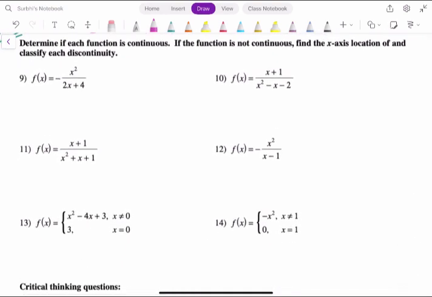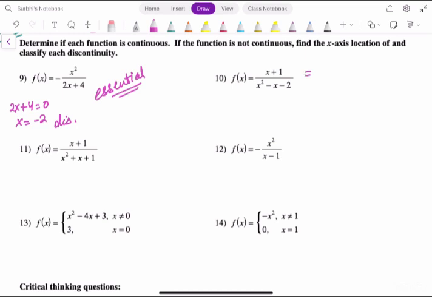Number 9. So in number 9, I cannot factor x squared. So what we will do, we will put the denominator equal to 0 to find the vertical asymptote. And this is essential discontinuity. Right? That's what they are asking for. Determine if each function is continuous or not. So we will just say it has an essential discontinuity at x is equal to negative 2. That's it.